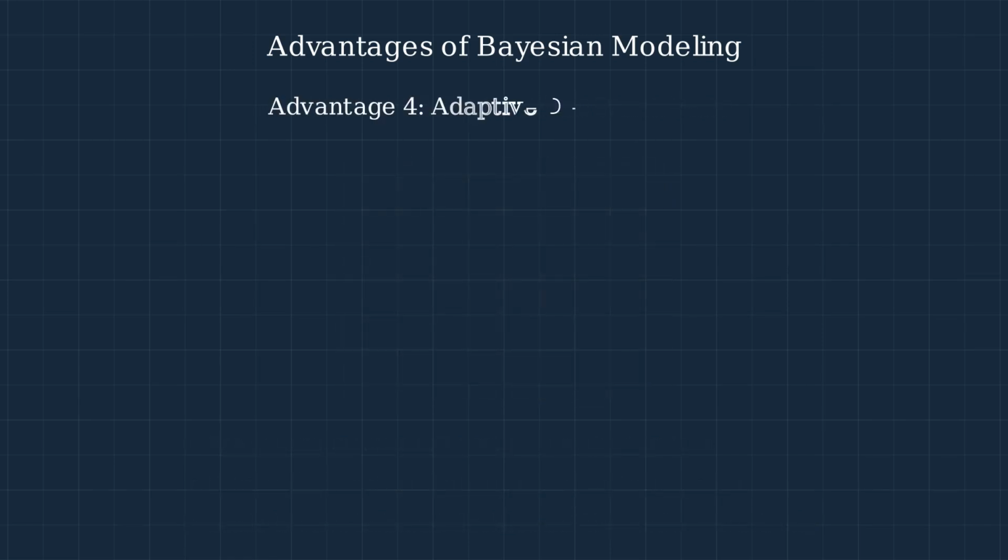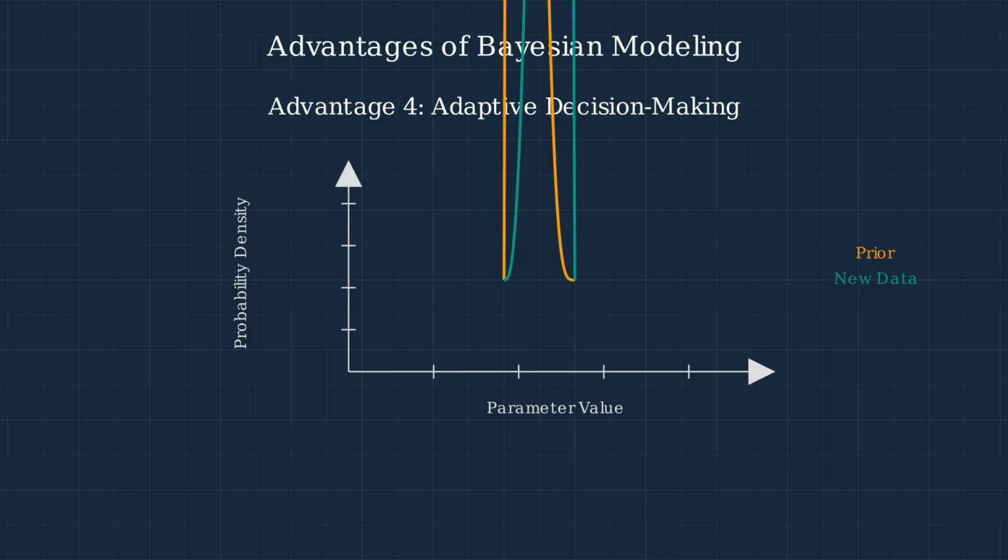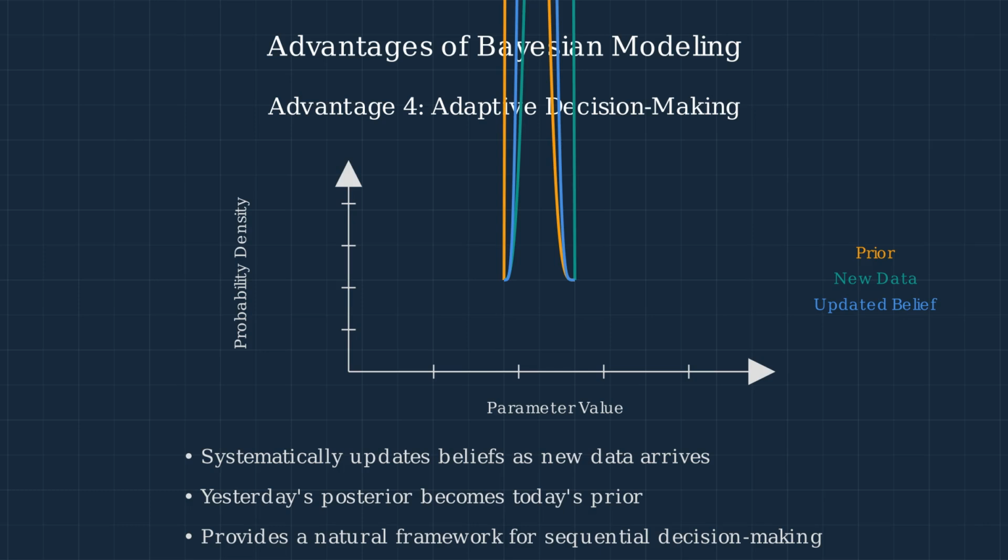The fourth advantage is the ability to make adaptive decisions as new data arrives. We start with a prior belief about our parameter based on existing knowledge. As new data arrives, we calculate how likely that data would be for different parameter values. Then we update our belief to incorporate this new evidence, creating a posterior distribution. This process happens systematically as new data arrives. Yesterday's posterior becomes today's prior, creating a natural framework for sequential decision-making.